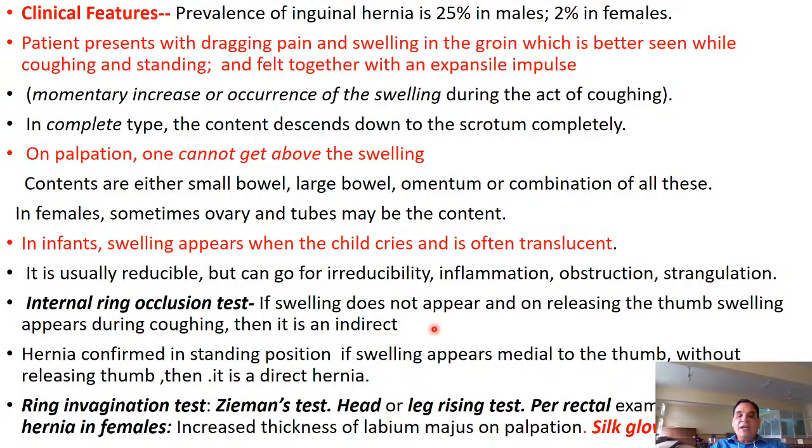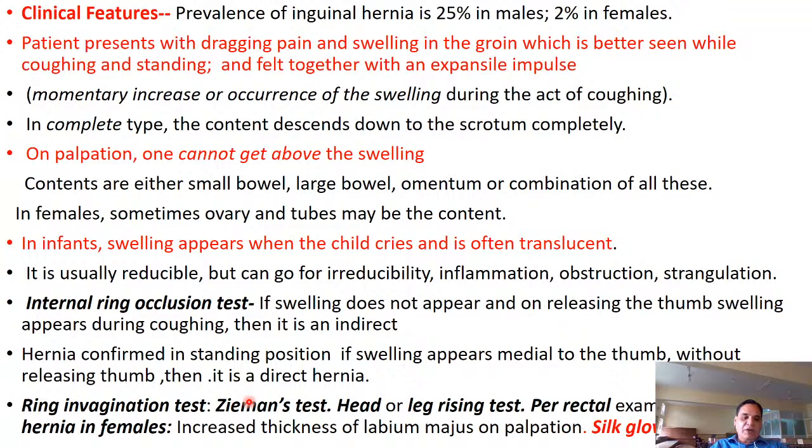Even with coughing, the hernia will not manifest. That is why it is an indirect hernia. So if it comes out, then it is a direct inguinal hernia. That is the differentiation between direct and indirect hernia. In our next slide, we will consider it in detail. Most hernia examinations should be done in standing position. Okay, this is a basic test.